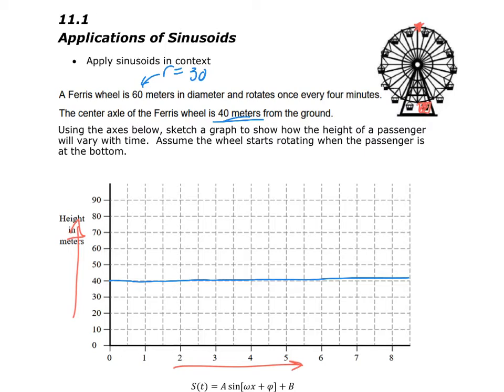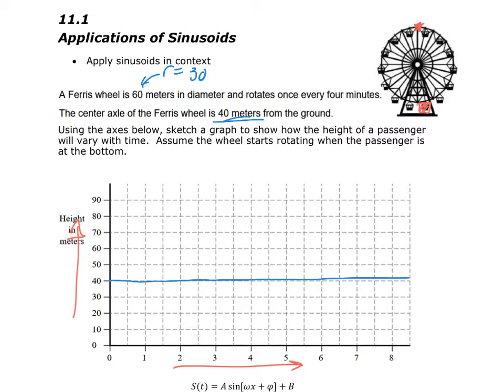So your max height should be your baseline plus whatever your radius is. And in this case, my radius is my amplitude. So my max height will be my baseline plus my amplitude. So that is my max height. What is my minimum height then? 10, because my baseline minus my amplitude will be my minimum.